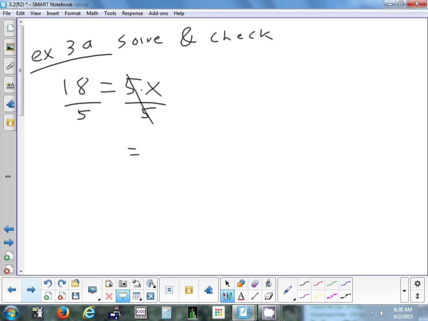What do I have on the right-hand side now? Yep, x. Now, 18 divided by 5. Does 5 go into 18? No, it doesn't go in evenly, so we just leave it. Okay, we're done. Don't worry about changing it to a decimal or mixed number. Just leave it as 18 divided by 5. If Mr. Roy and I want a decimal, we'd let you use a calculator. Any questions on that?